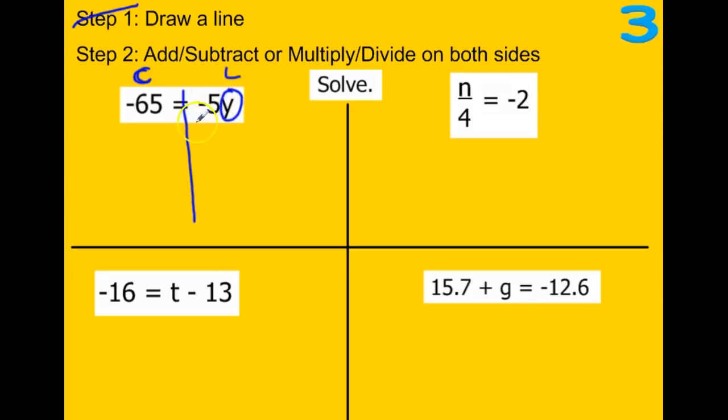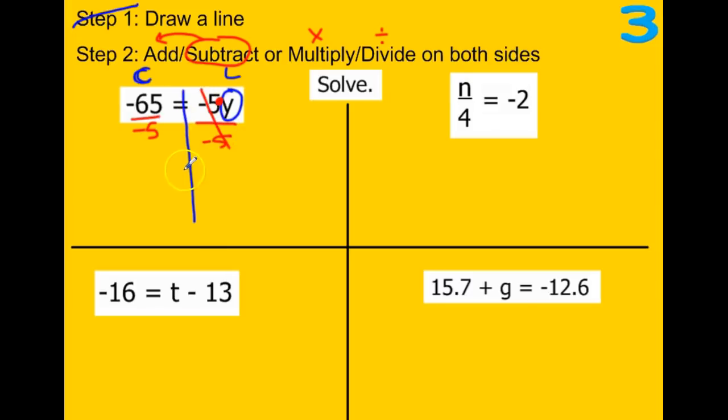Don't think add. Some of you might see, oh, I see subtraction, I'm going to add. These are really touching. That's really multiply here. So the opposite is going to be divide. Divide by that whole number, negative 5. Divide by negative 5.